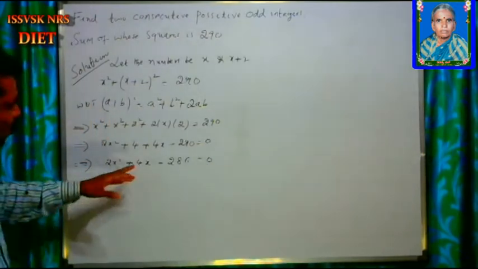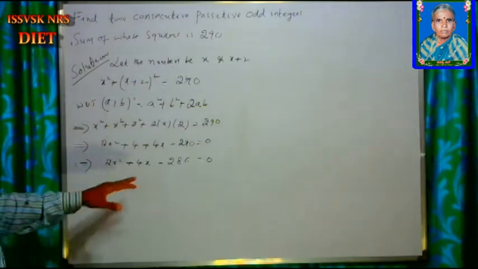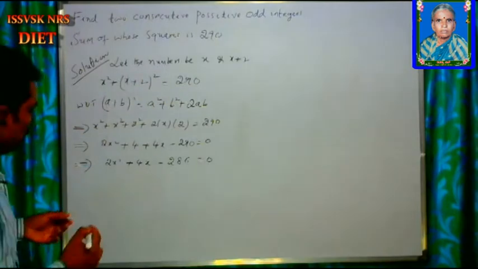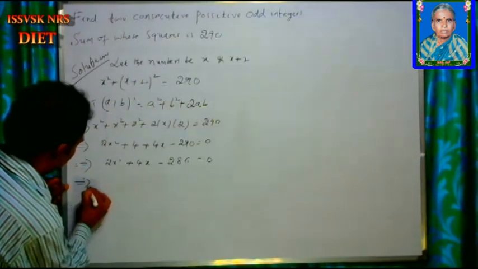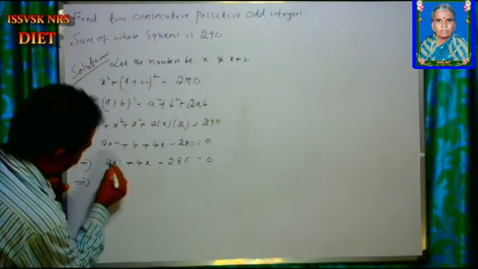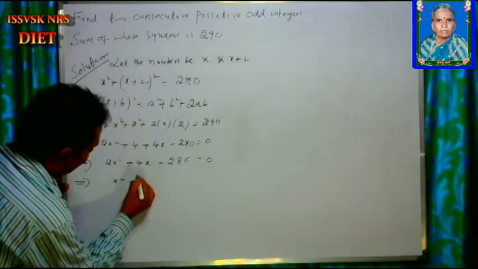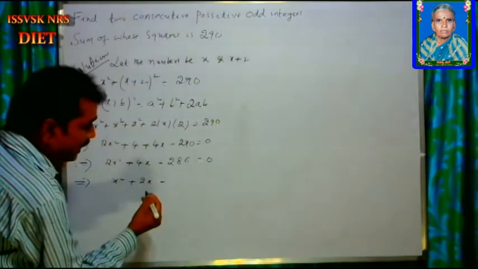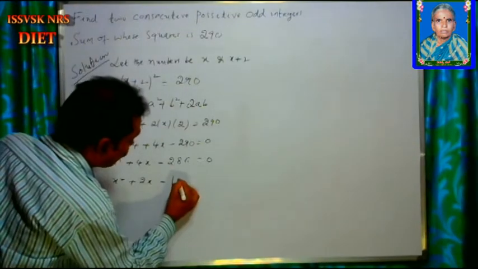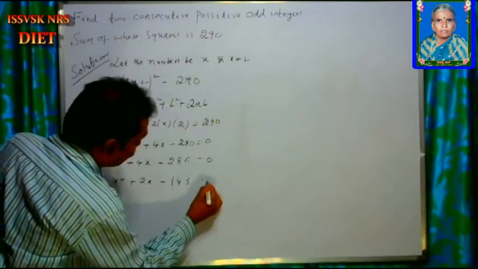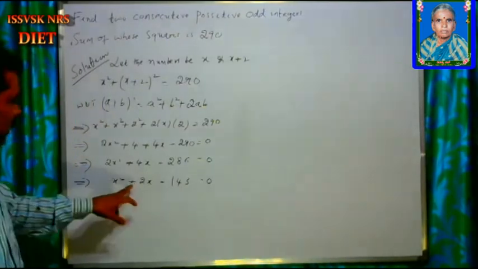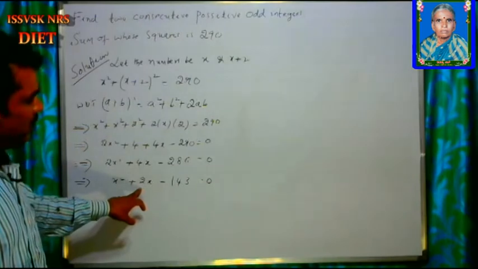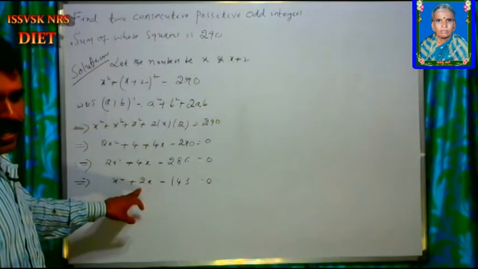So, dividing throughout by 2 means we have to divide each and every term by 2, which implies x square, that is 2x square by 2, plus 4x by 2, that is 2x, minus 286 by 2, that is 143, is equal to 0. You see, this is the quadratic equation in x.